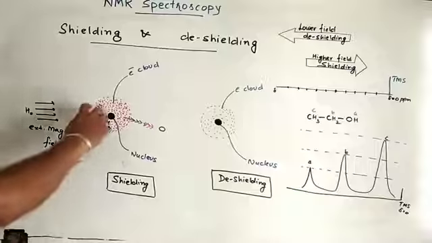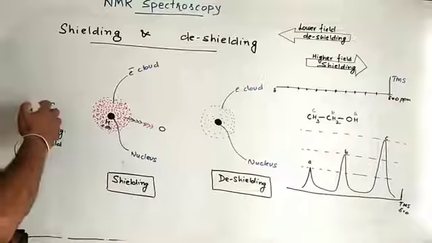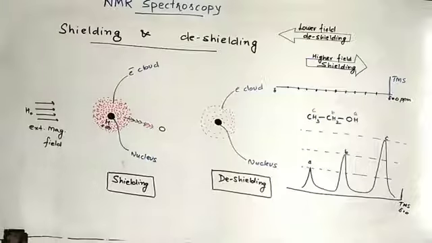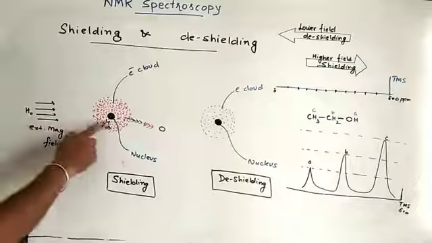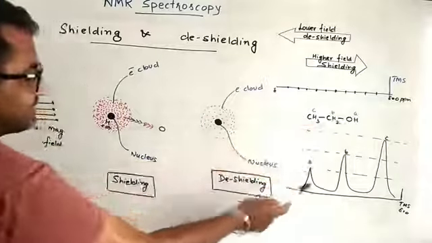The electrons which are present around this proton, which oppose the external magnetic field, now this electron cloud is attracted by the oxygen. So when it is attracted by the oxygen, then we require a very low field strength to make this proton come into resonance. That's why the signal of A appears at this side.